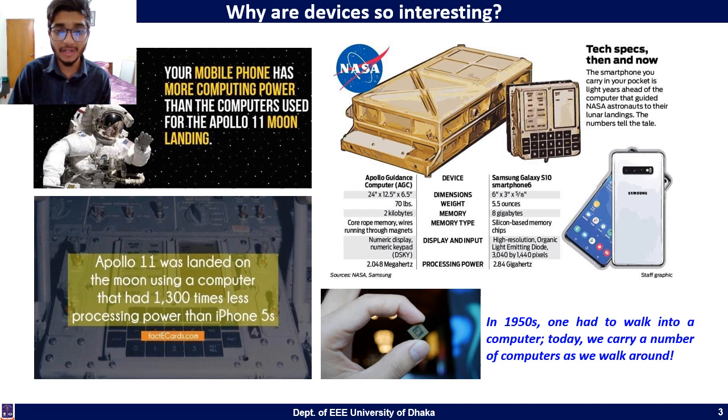So here is a question. Why are devices so interesting? We can have the answer if we think a little bit carefully. Our mobile phone has more computing power than the computers used for the Apollo 11 moon landing. The computer used for Apollo 11 moon landing had 1300 times less processing power than iPhone 5s. Even in 1950s, we had to walk into the computer, but today we can carry a number of computers in our pocket while we walk around. How amazing it is, right?